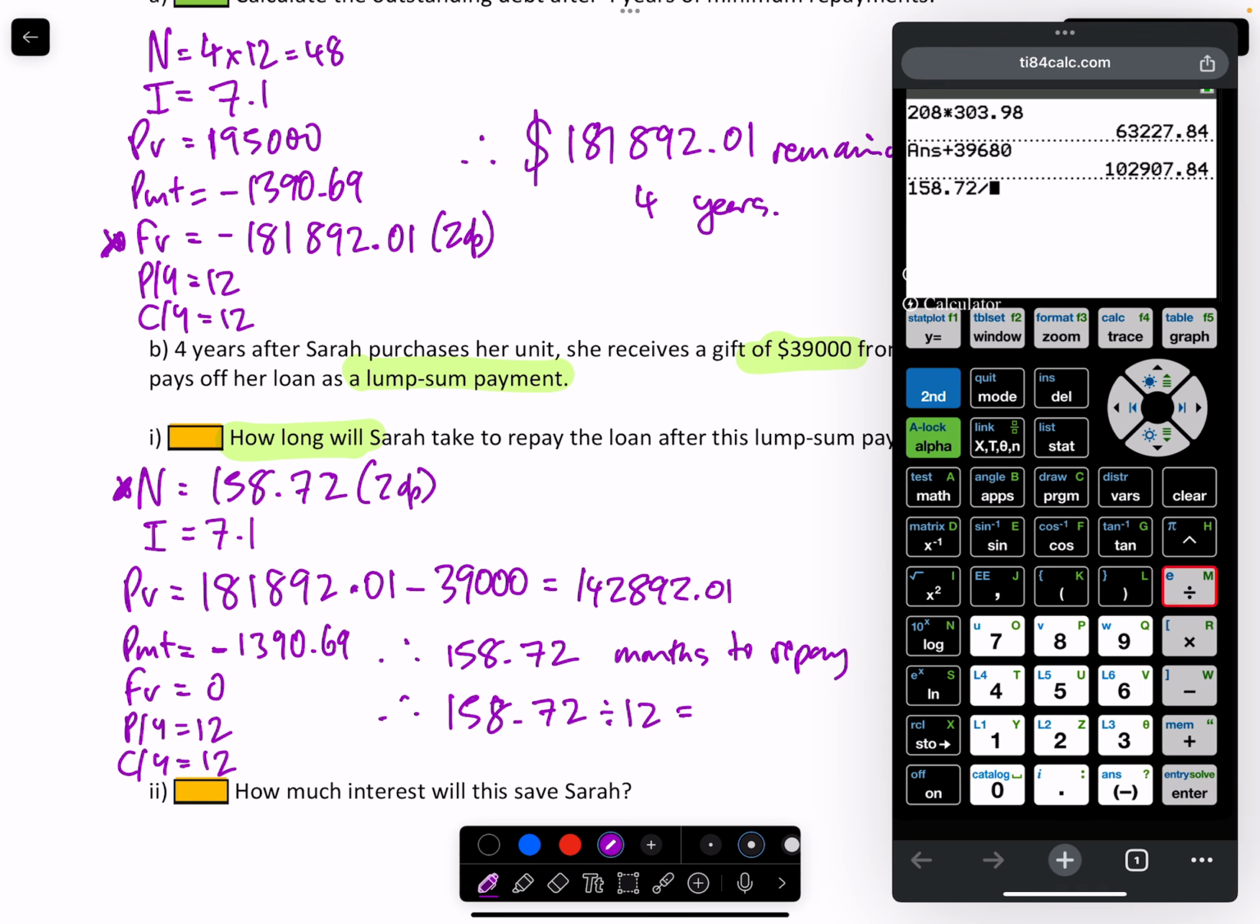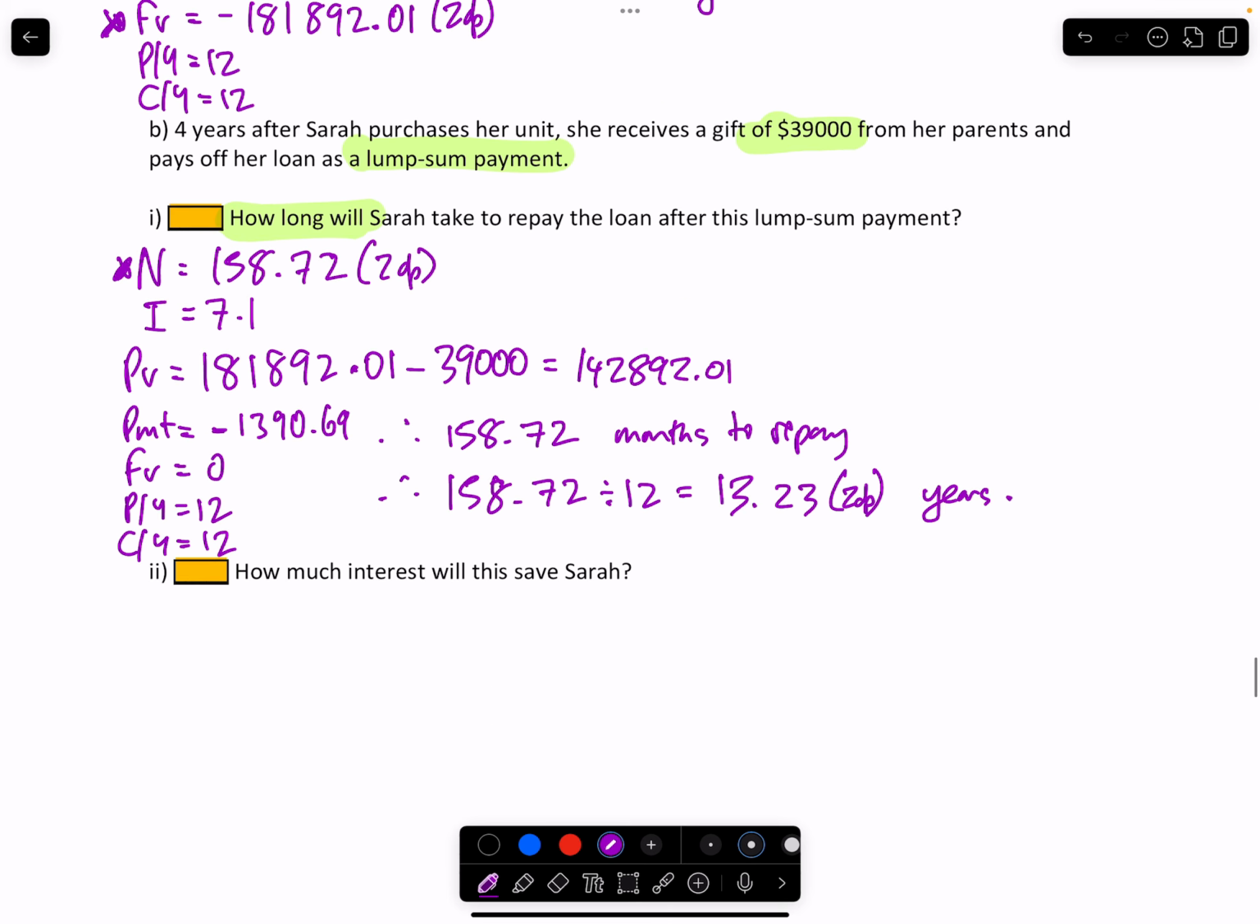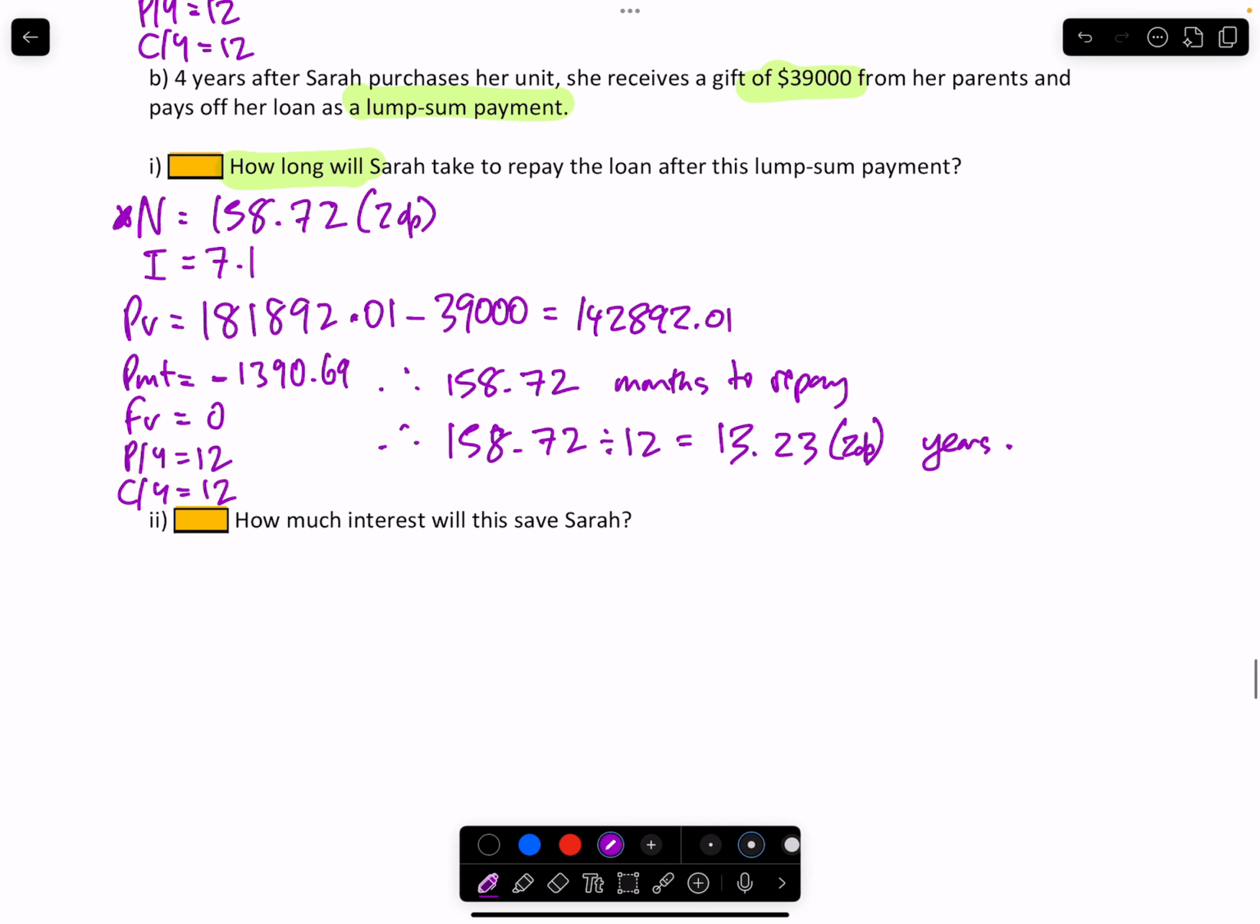158.72 divided by 12. 13.23 TDP years. How much interest will this save Sarah? All right, interest.